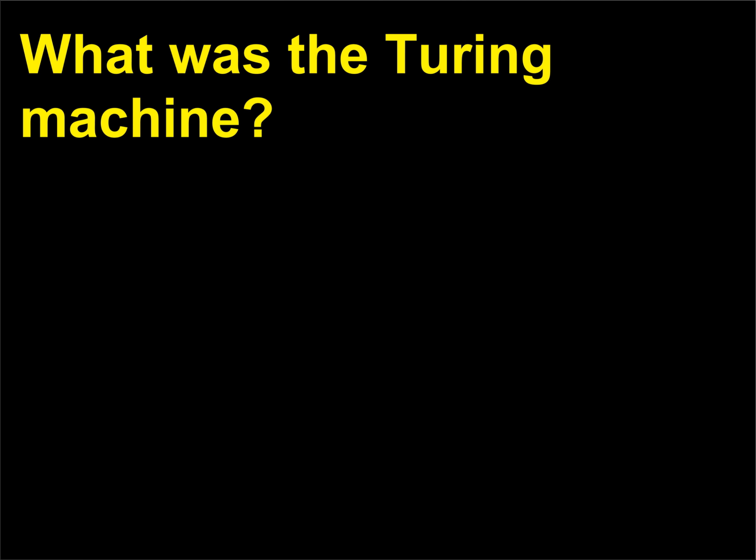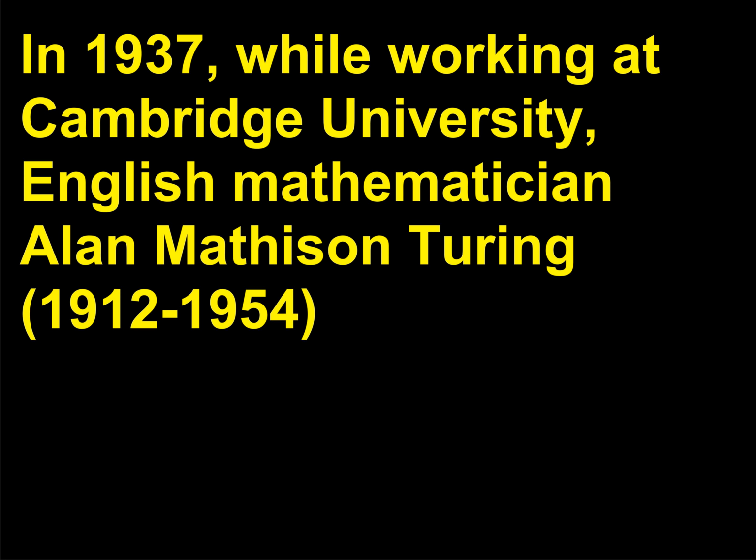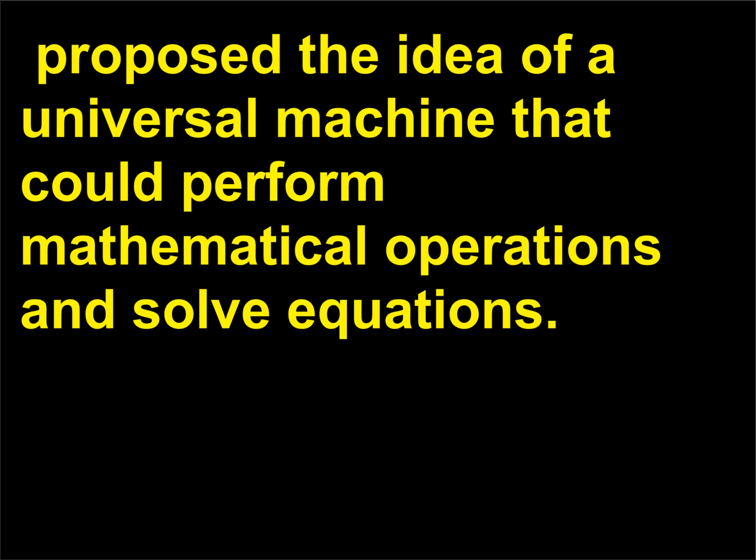What was the Turing machine? In 1937, while working at Cambridge University, English mathematician Alan Matheson Turing, 1912 to 1954, proposed the idea of a universal machine that could perform mathematical operations and solve equations.